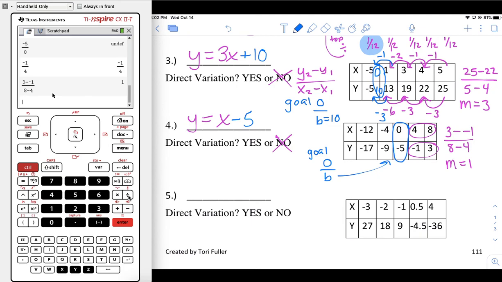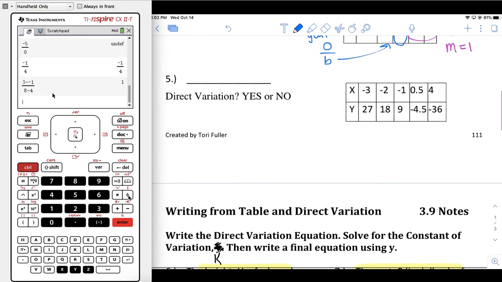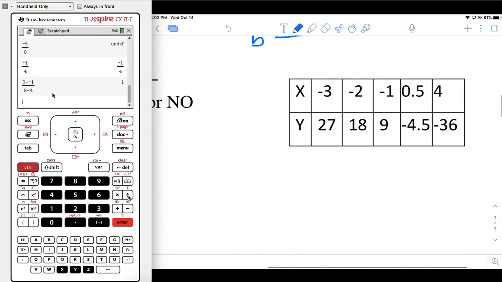All right, last one, number 5. Remember that we should always check for direct variation first, so I'm checking this out by doing my y divided by my x. 27 divided by a negative 3, I get negative 9. 18 divided by a negative 2, okay, I get negative 9. We might get lucky here.